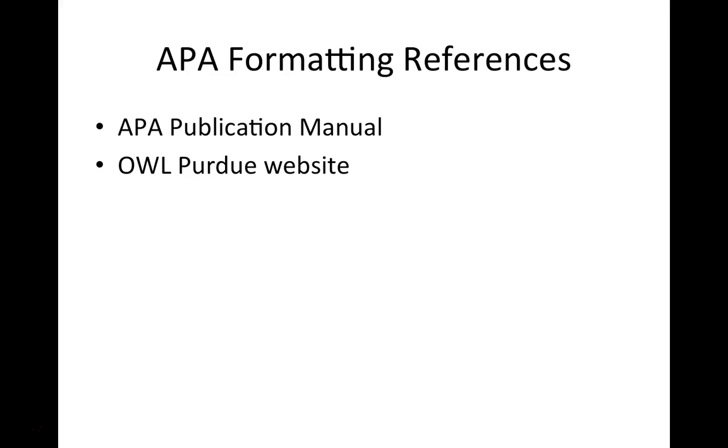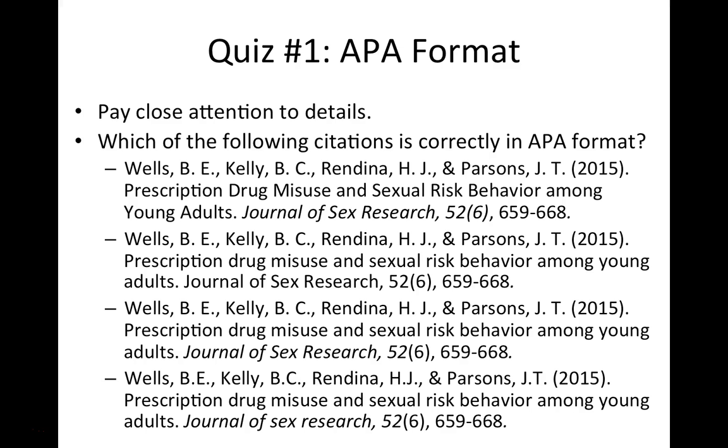So the publication manual is obviously your primary reference to look up APA formatting rules. As I mentioned, the OWL Purdue website is also a great resource. That's one that I would strongly recommend that you look to. And so the first quiz in this course will be a quiz on APA format, so I want you to pay really close attention to details. The kinds of questions that I'll be asking are going to be a lot about what this lecture covered, what the tutorial covers, and some of the basics in the chapters that I've assigned from the APA publication manual.